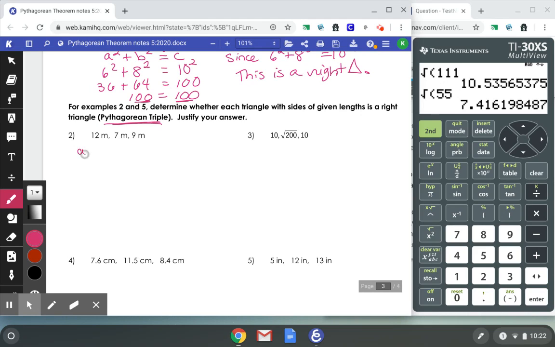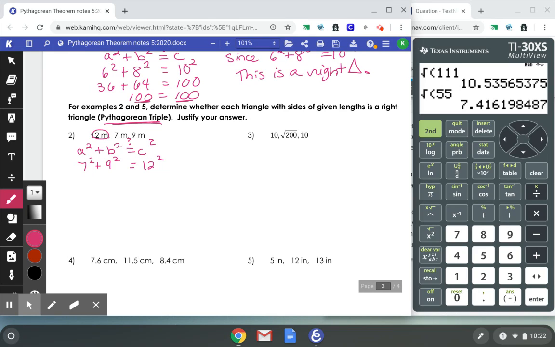All right, so I'm going to think Pythagorean theorem. A squared plus b squared, does that equal c squared? All right, I have 12, 7, and 9. Now remember, the longest measure, in this case 12, must go in for C. The 2 remaining sides, 7 and 9, are A and B.